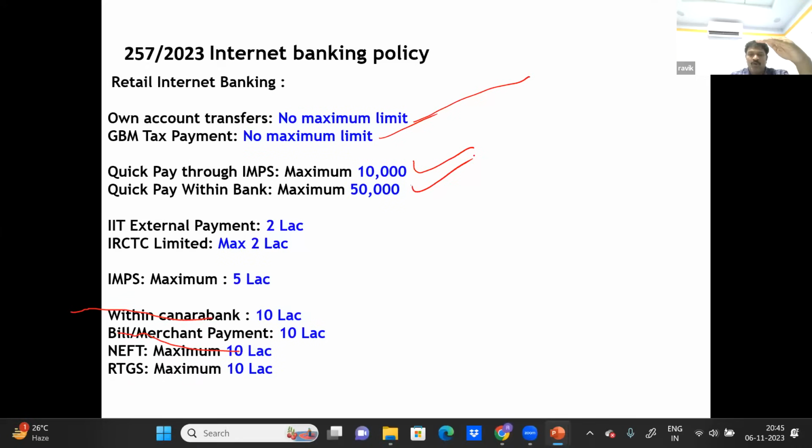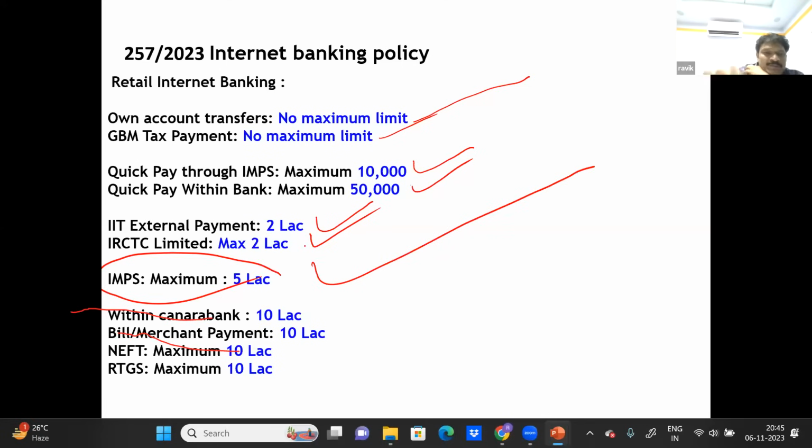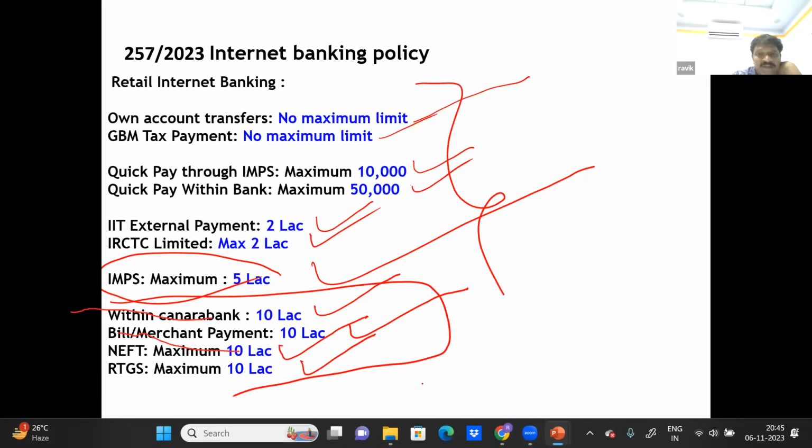I came from the lower to the higher portion. IIT external payment 2 lakhs, IRCTC 2 lakhs through internet banking maximum. IMPS maximum 5 lakh. This we will remember, no problem. Now you see, internet banking, when you are doing within Canara Bank, it is 10 lakhs. Bill payments 10 lakh. NEFT 10 lakhs. RTGS 10 lakhs. Very, very important to remember these transactions.